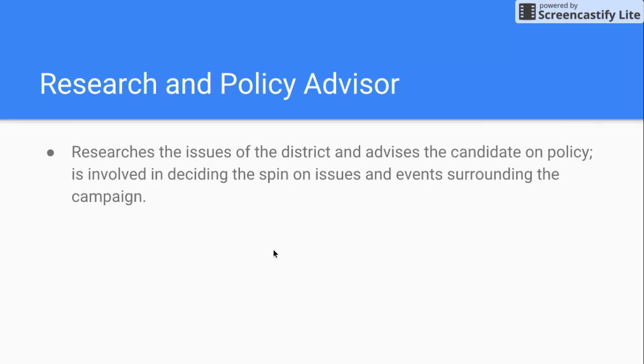So you also need a research and policy advisor, and they research the issues of the district and they advise the candidate on policy. So the candidates are very knowledgeable, but it's not like they're going home after campaigning all day and doing all of this research at night on their own. They actually have somebody who advises them on policy, and they're the ones who do the research. They're the ones who help the candidate to be knowledgeable so that when they're up front and they're talking to people, they sound like they know what they're talking about.